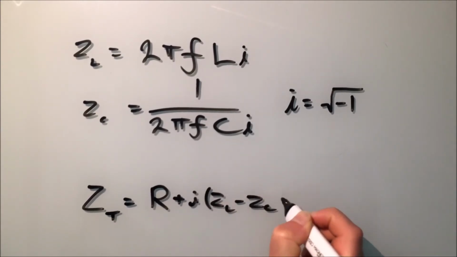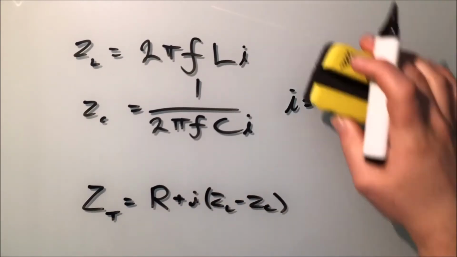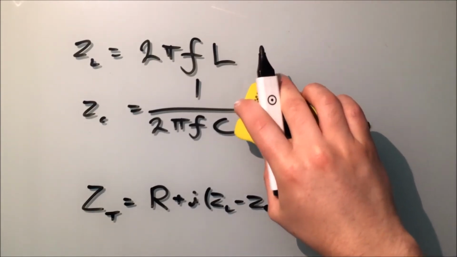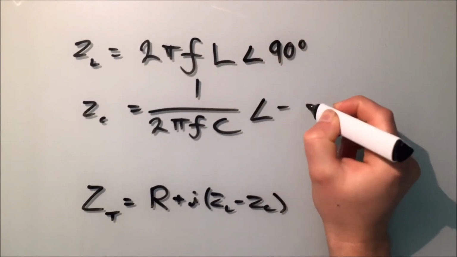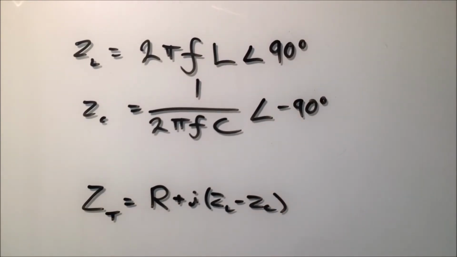If you think of complex numbers as vectors, then these values have a magnitude and an angle of 90 degrees or negative 90 degrees, respectively, for an inductor and capacitor. The magnitude is the ratio of voltage to current, like a resistor, and the angle is the phase shift, positive for a leading voltage and negative for a lagging voltage.